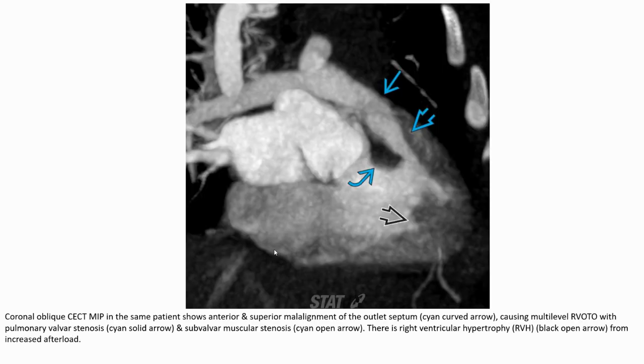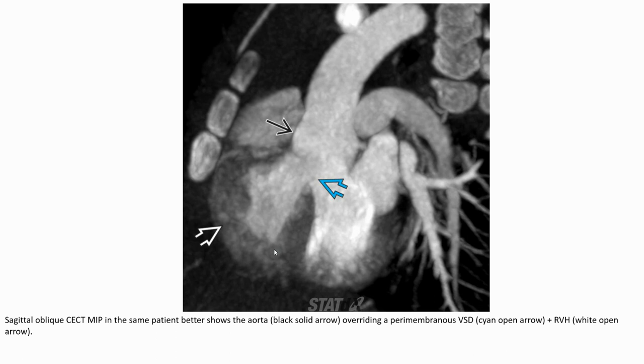This contrast enhanced CT shows anterior and superior malalignment of the outlet septum causing multi-level right ventricular outflow tract obstruction with pulmonary valvular stenosis and subvalvular muscular stenosis. There is right ventricular hypertrophy from increased afterload. Contrast enhanced CT also shows the aorta overriding the perimembranous VSD plus right ventricular hypertrophy.